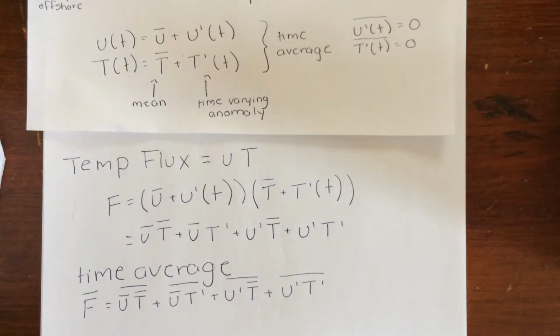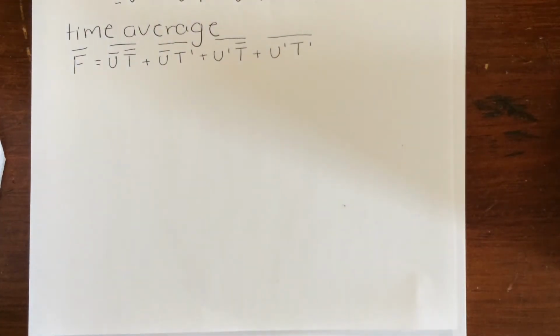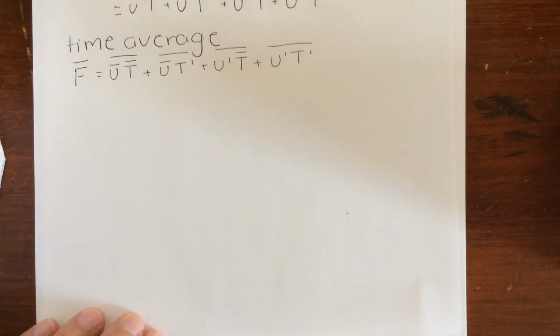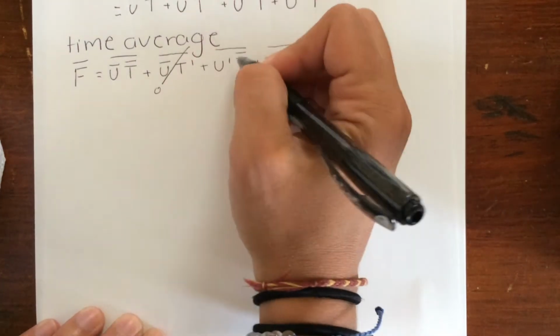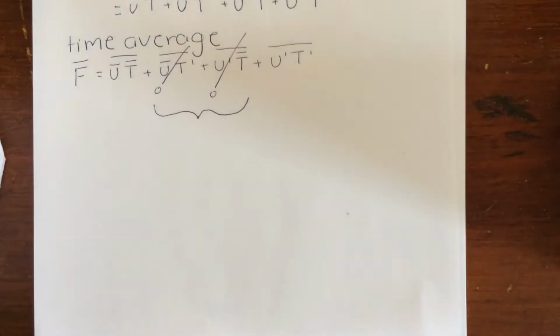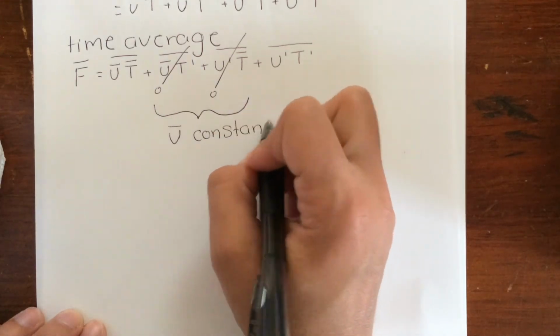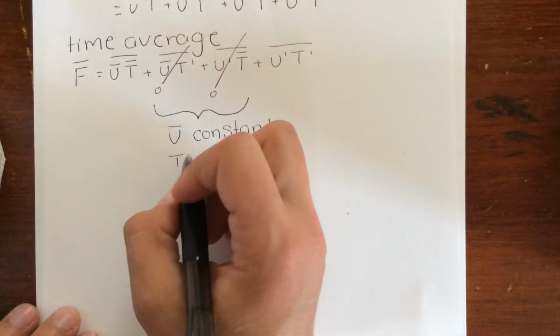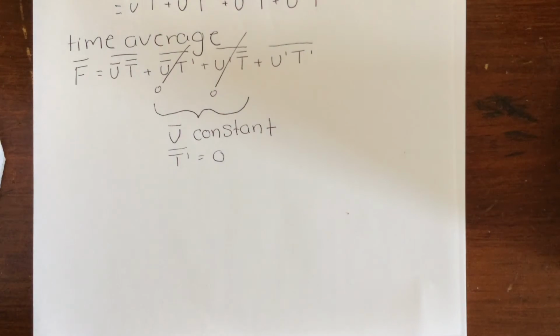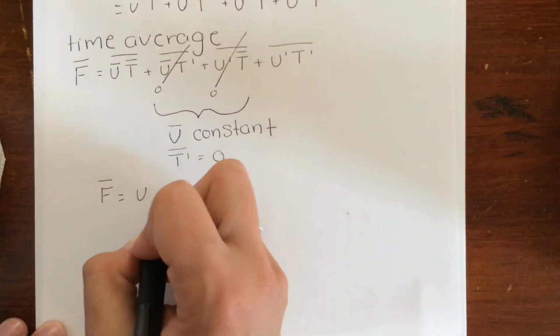If we take the time average to determine temperature flux, we can eliminate two terms in our equation. The average of u bar times T prime is equal to 0 because the average velocity, u bar, is simply a constant and not time dependent. And the average of the temperature anomaly is 0, as we previously discussed. The same reasoning applies to the third term. The average of u prime times T bar is equal to 0.